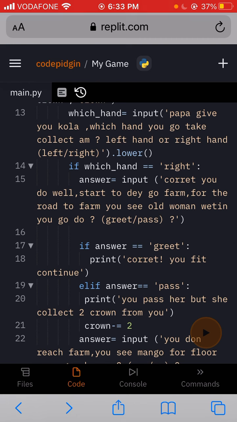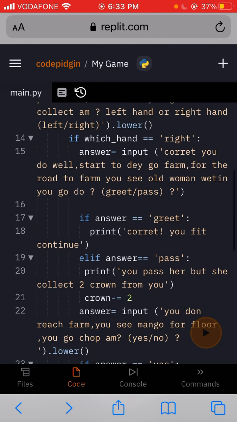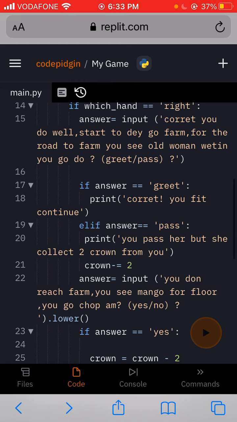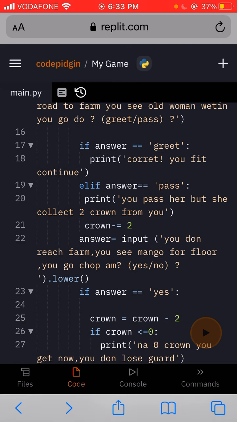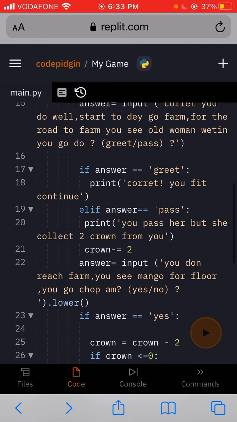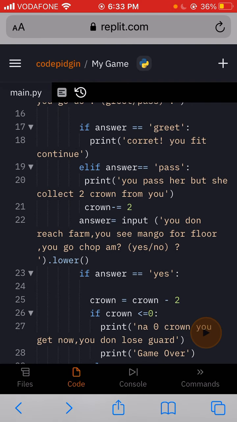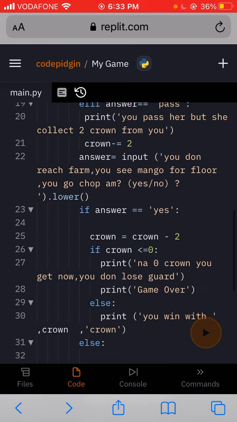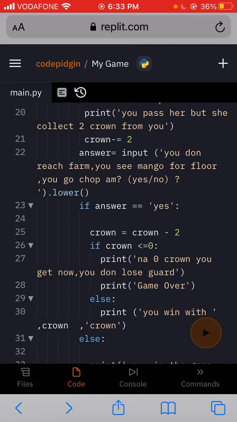We didn't talk about that one before. The new thing we do here now is this elif we will put here. We didn't talk about elif before. For example, for line 17, if you greet, it will print correct and you can continue. But if you pass, now stand. Also, another good choice is to end there. So it's like putting two ifs, saying if this one happens, do this, if this other one happens, do this, then you can put else at the end.